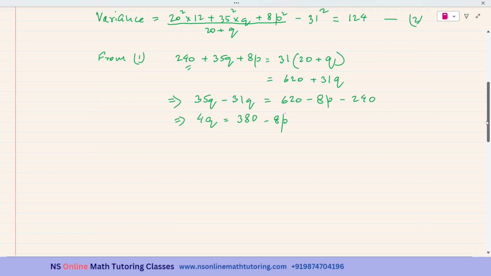So, if you check, is 380 divisible by 4? 8 is divisible by 4. 4 times 9 is 36 and 2 and 5. It is. So, I am dividing the entire equation by 4. So, this is 4 times 9 is 36, 20 is 5 and this is 2P. So, this is the relationship between Q and P. Q is equal to 95 minus 2P. This is equation number 3.